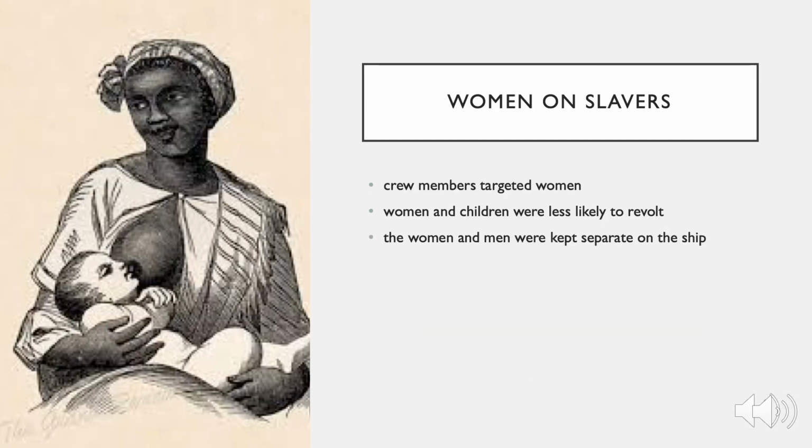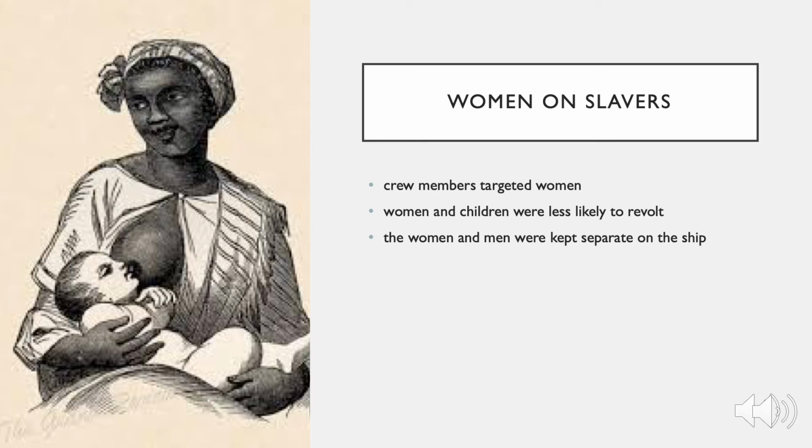Female slaves were subjected to sexual and physical abuse. They were only worth half of what the men were, so they were deemed less valuable. Women and children were less likely to revolt, so the crew members used this as their way in, so to speak. The women and men were kept separated on the ship, so this made them easier for the crew members to access them.